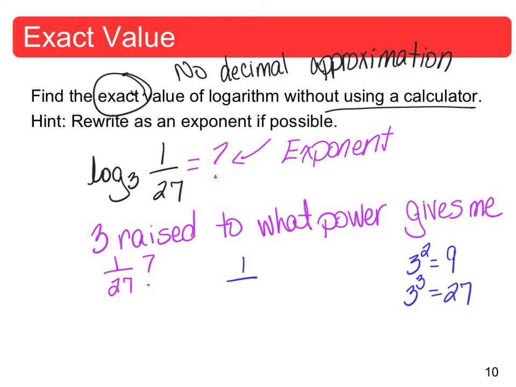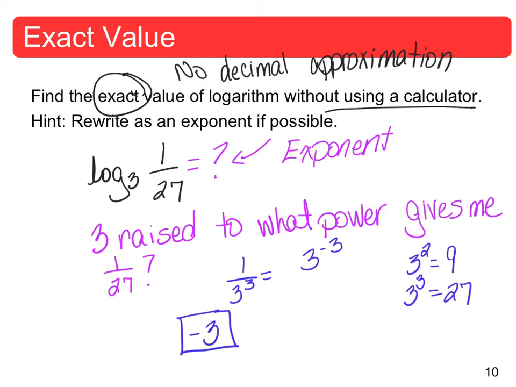So if I've got 3 to the third power in the denominator, I can rewrite that by moving that to the numerator, and I just make it a negative exponent. So the power that I am raising 3 to in order to get 1 over 27 is negative 3. So my answer to this problem right here is negative 3.